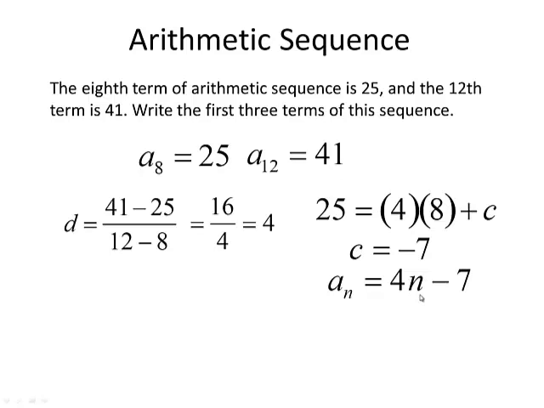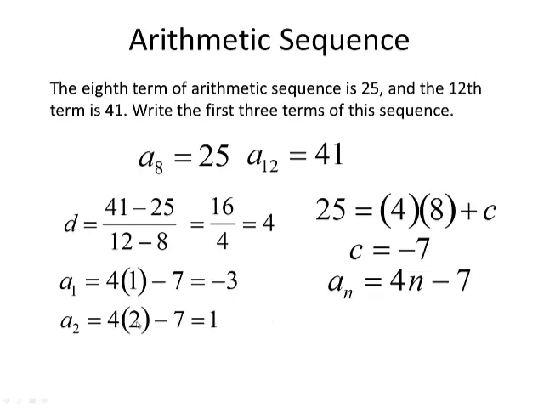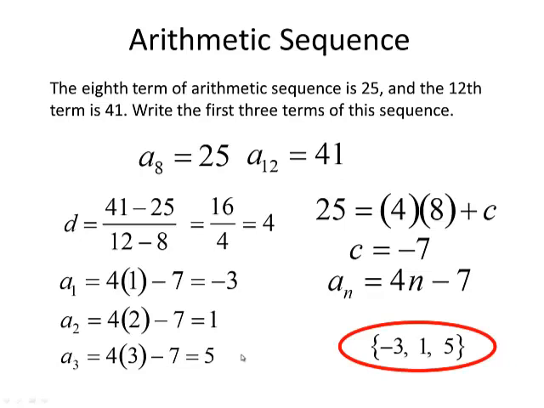Now I just put 1, 2, and 3 in for this, and I get 4 minus 7 is -3. And 4 times 2 minus 7 is 1. 4 times 3 minus 7 is 5. So it's -3, 1, and 5 would be the first three terms that makes this.